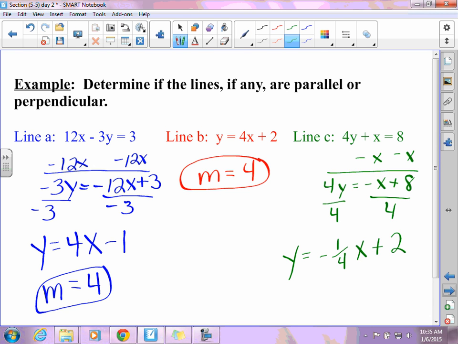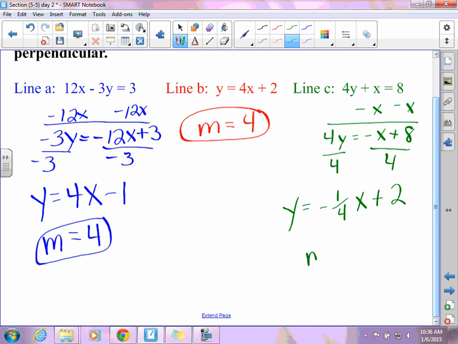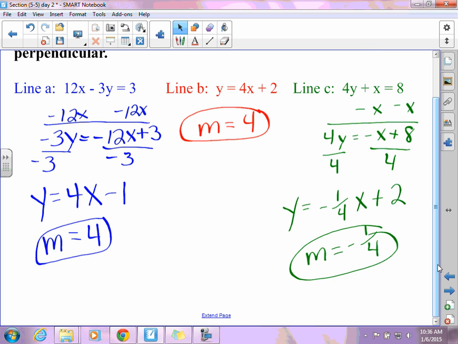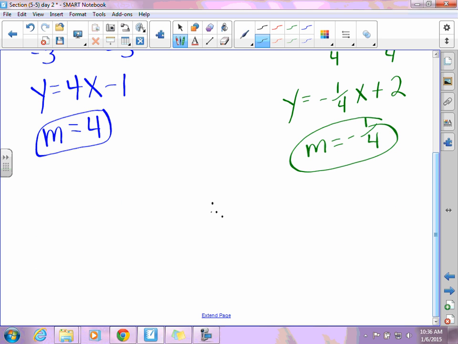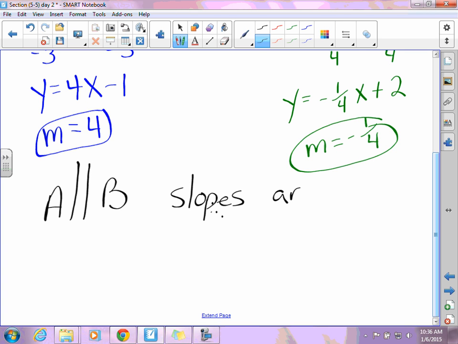Okay, now I need to answer the question. Of these, are there any that are parallel? Yes. Why do you say line A and line B? Very good. Yep. So A is parallel to B. Slopes are the same. Done. Are there any others that are the same? No.